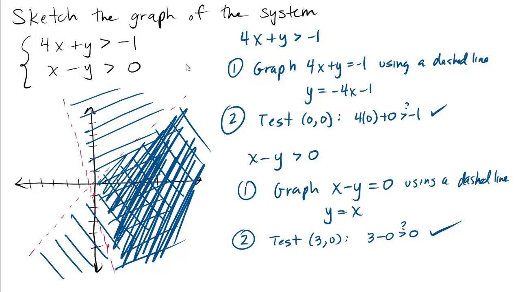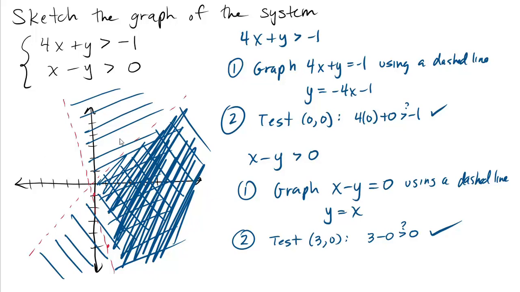Let me go a little bit deeper with what our shading says here, because we can get a little bit more out of this. The points in this region on the left where we didn't color at all make both inequalities false. Those points don't work in either inequality. Like negative 5, 0 doesn't work in either of these. 4 times negative 5 is negative 20. Negative 20 plus 0 is not bigger than negative 1. And negative 5 minus 0 is not bigger than 0. So the points over here don't work in either inequality.